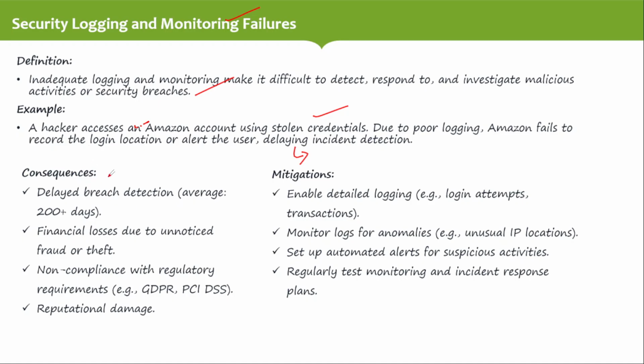Coming to the consequences: delayed breach detection. On average 200 plus days, if the application has some issue, we did not identify that issue. In those days, multiple users' accounts might get manipulated. That is one consequence. Another is financial loss due to unnoticed fraud or theft. So definitely there will be financial loss to the application.